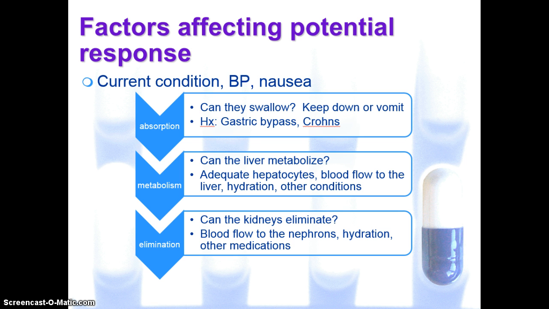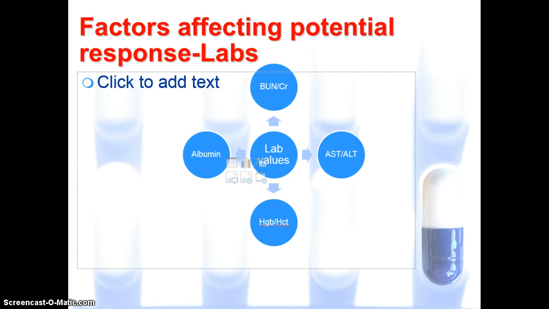Can the kidneys eliminate that medication? Is there good blood flow into those nephrons to spin and to cause the filtration process? Are they well hydrated so that they have urine elimination, or is the antidiuretic hormone kicking in and saving all of that fluid because they're very low in their body fluids and blood volume? And then other medications that they're taking might influence or affect their ability to eliminate.